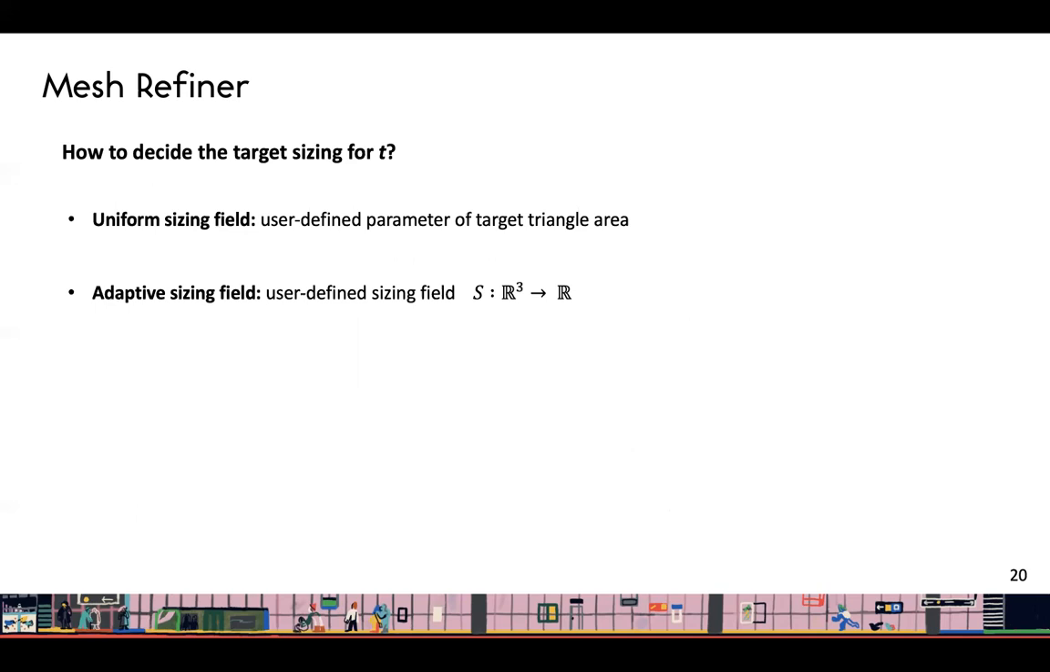The last problem to consider is how we define the target sizing T. We propose 2 strategies. The simpler one is to define a uniform sizing field, which is straightforward. The other one is to provide a user-defined sizing field S. Users can come up with their own sizing fields, but we provide a reasonable choice guided by the curvature of the isosurface. Our sizing field is dense near regions with high curvature and sparse otherwise. For more details, we refer the audience to our paper.